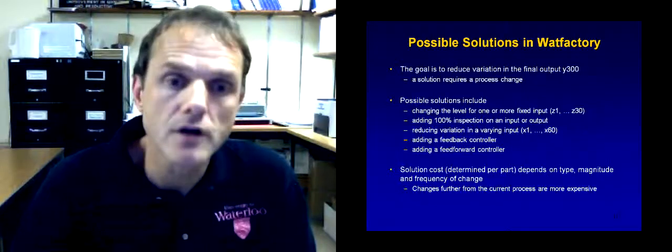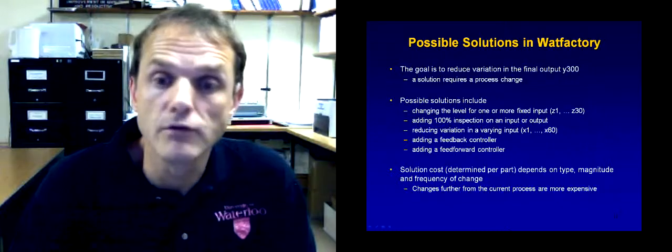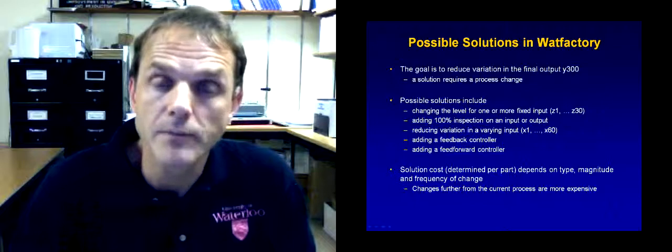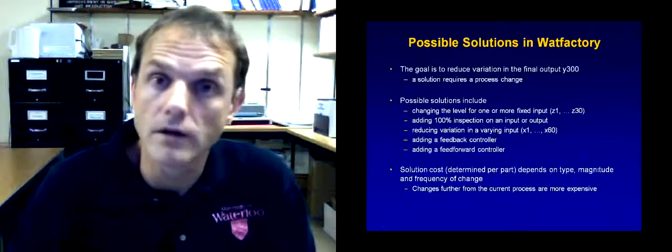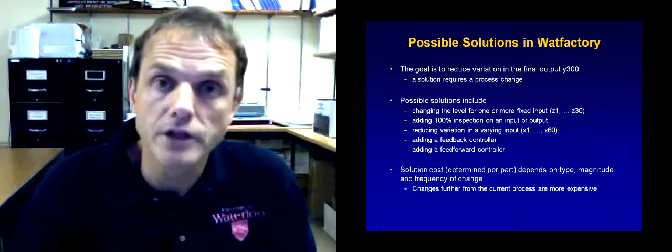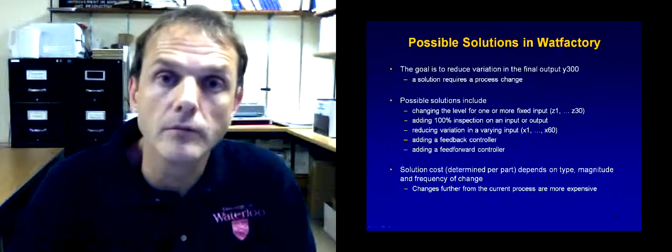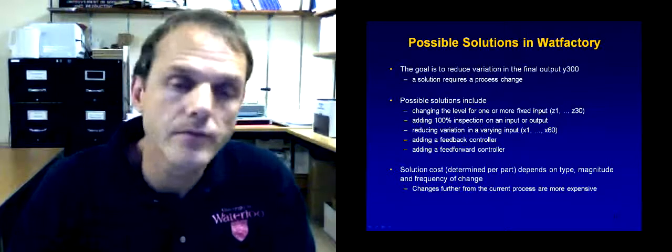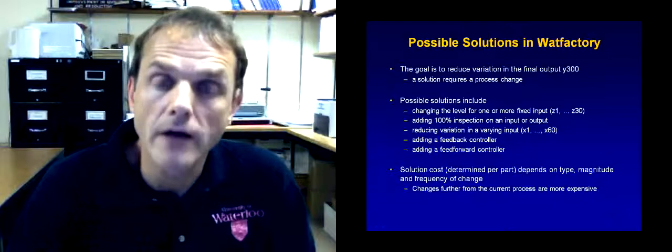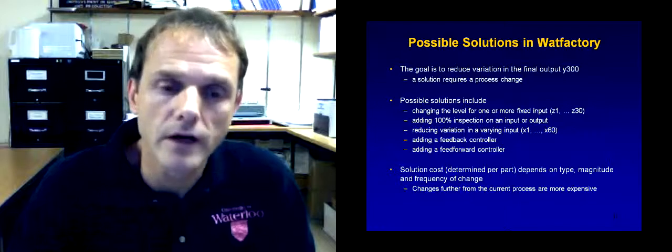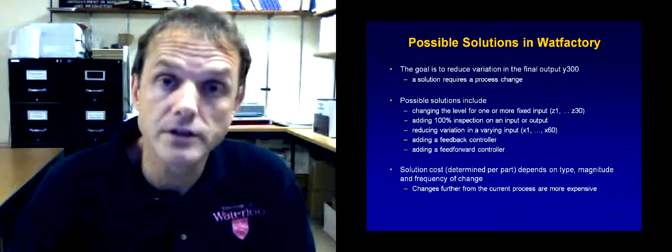So the 5 different types of solutions are: you can change the level of 1 or more of the fixed inputs, in other words, Z1 through Z30. You can add a processing step that involves 100% inspection, either on one of the inputs or on any one of the outputs. And you can also reduce the variation. If you determine one of the varying inputs plays a big role in the Y300 value, you can reduce variation in one of the varying inputs. Of course, all of these things come with a cost. Finally, there's also the option of feedback or feed-forward control, which I'll describe in a different video about how this is implemented in WatFactory.